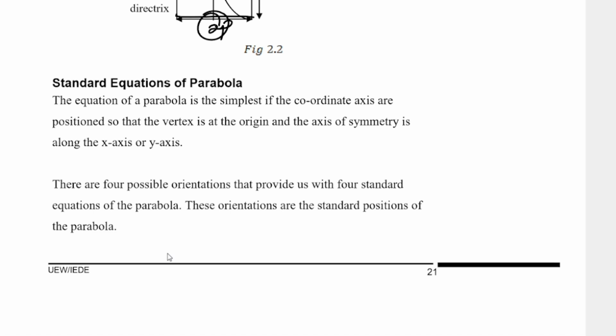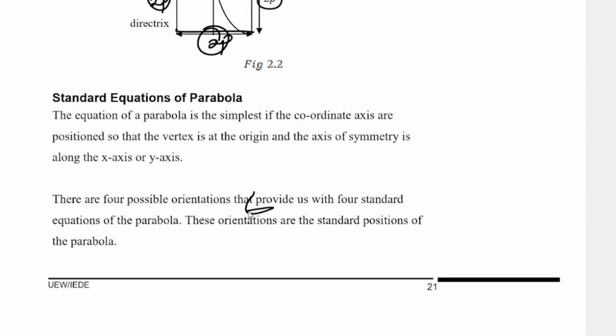Now let's talk about the standard equation of a parabola. The standard equation of a parabola is the simplest if the coordinate axes are positioned so that the vertex is at the origin and the axis of symmetry is along the x-axis or the y-axis. When the coordinate axes are positioned this way, the equation of the parabola is very simple to get.